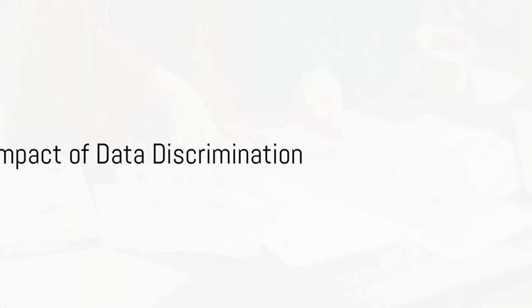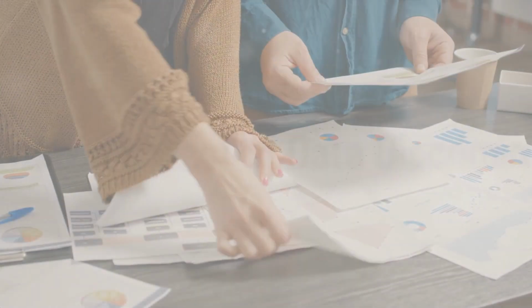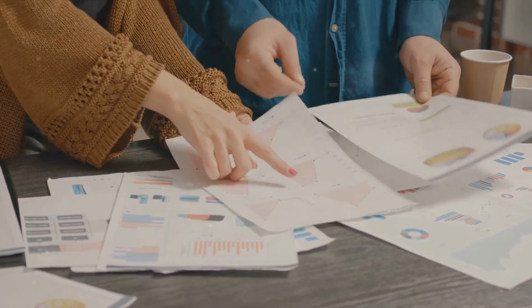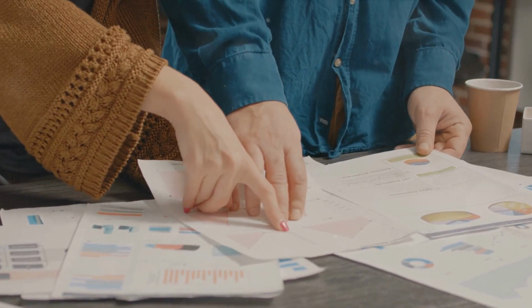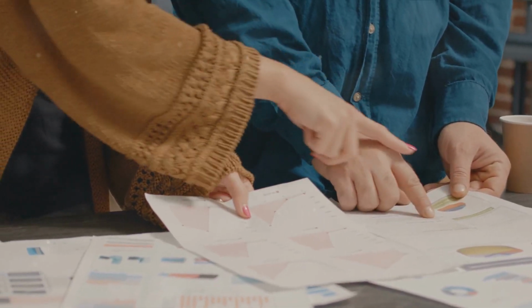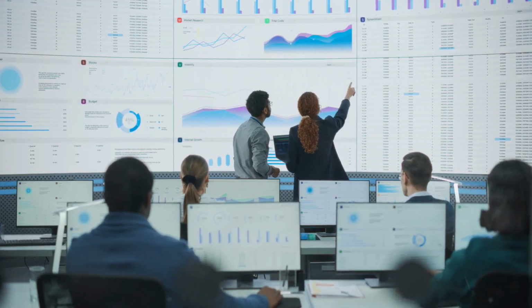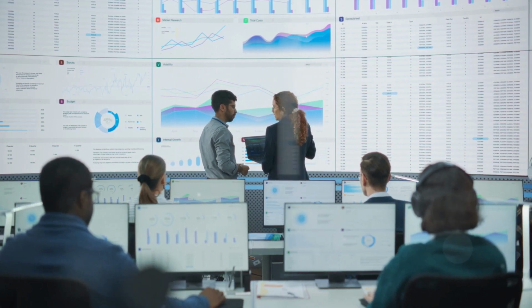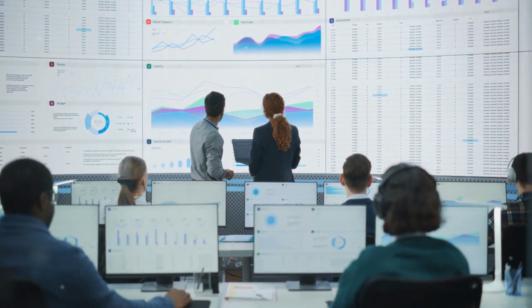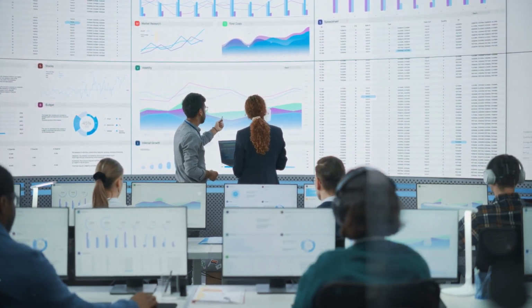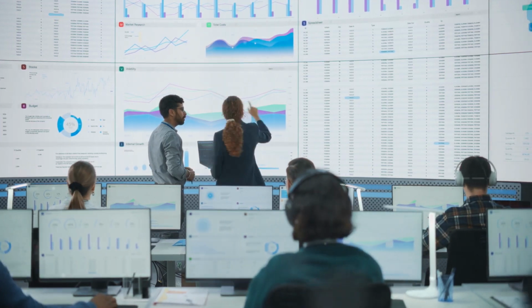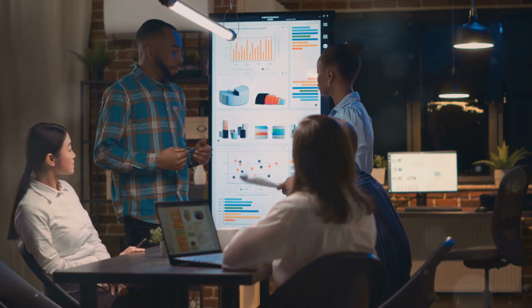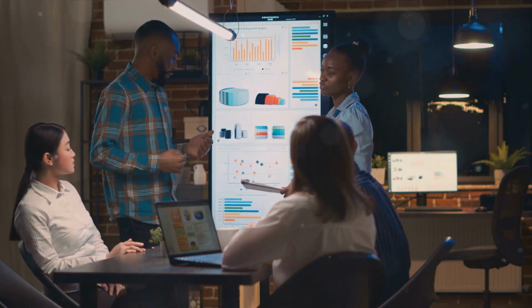Imagine a world where the information you access, the opportunities you see, and the decisions made about you are all influenced by data. Now, what if that data discriminates against you? Welcome to the realm of data discrimination, a subtle form of bias that often goes unnoticed but has far-reaching effects. It's a bias that originates not from humans, but from the seemingly impartial algorithms that process our data.